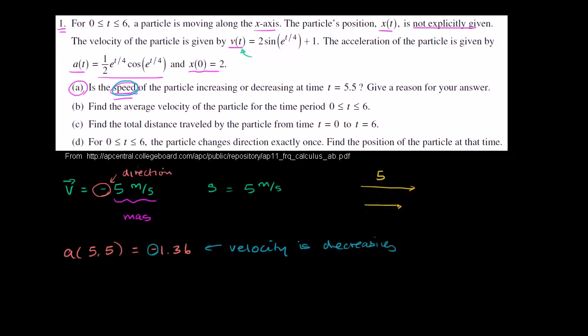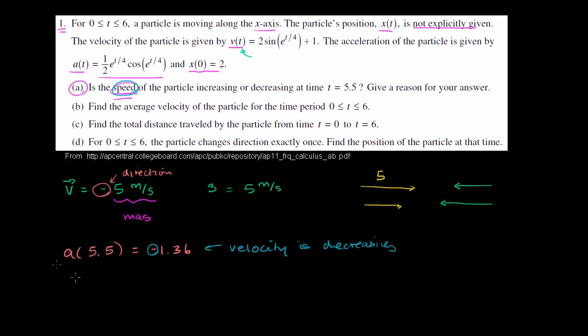On the other hand, if we had a negative velocity at time t equals 5.5, then the fact that it's decreasing means that we're getting even more negative. And if we're getting even more negative, then that means the speed is increasing. The magnitude is increasing in the leftward direction. So what we really need to do, beyond just evaluating the acceleration at time 5.5, we also have to evaluate the velocity to see if it's going in the left or the rightward direction.